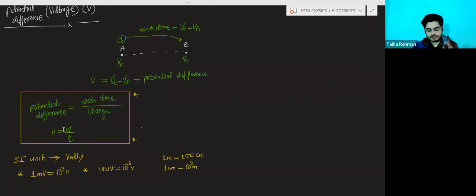Remember, V is equal to W by Q. What is V? V is the potential difference. W is the work done in taking a charge Q. First question.